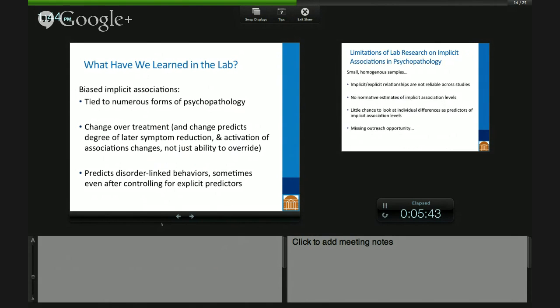We've learned a lot of things from these lab-based assessments about the importance of implicit associations in the psychopathology field. We know they're tied to numerous forms of psychopathology. We know that they change over treatment. I showed you one example. But we know, from other work that we've done, that the degree of change predicts later symptom reduction. So there's a temporal relationship between change in implicit associations and how much this person is going to get better. We've done dismantling work where we've decomposed the implicit association effects, and we know that with treatment we're actually changing the activation of associations, not just the ability to override. We know that the implicit associations predict lots of disorder-linked behaviors, often even after we control for explicit predictors. So we think these matter, and we've learned a lot about them.